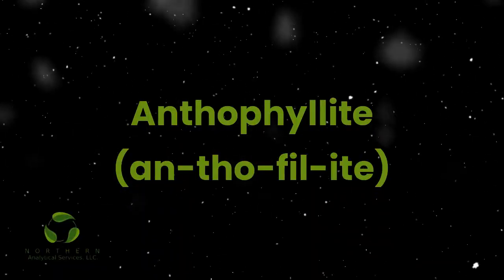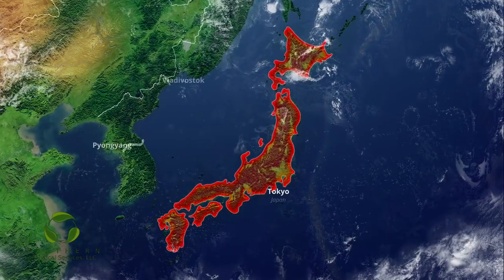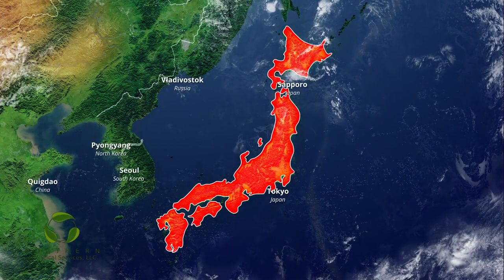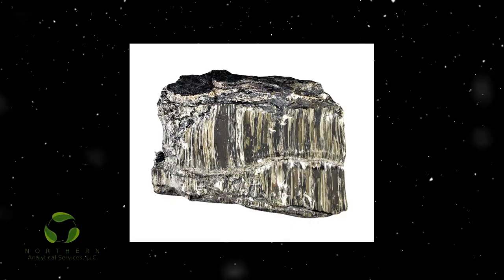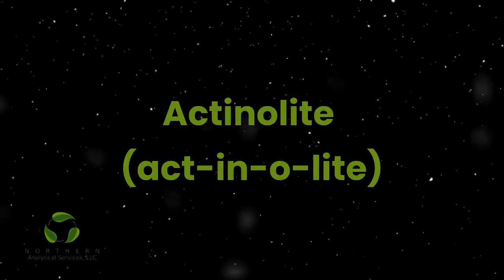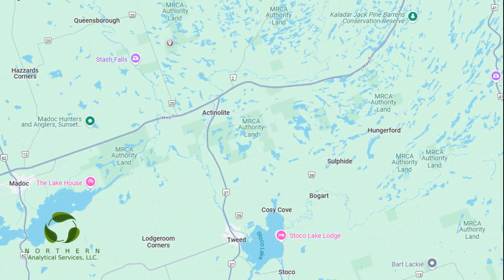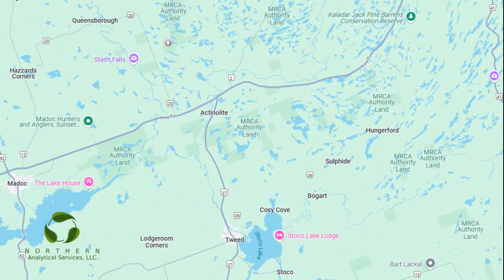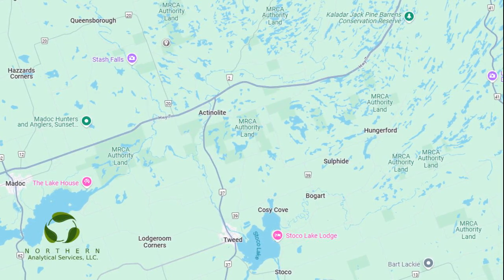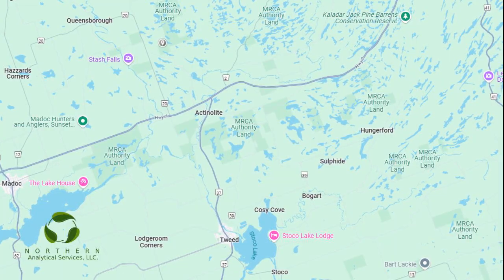Anthophyllite. This mineral was mined in Japan until 1970 and in Finland until 1975. Sometimes called Asbolin asbestos. Actinolite is an asbestos mineral and the name of a town in Ontario, Canada. The town was named after the mineral being mined there. The mineral is sometimes called uralite.